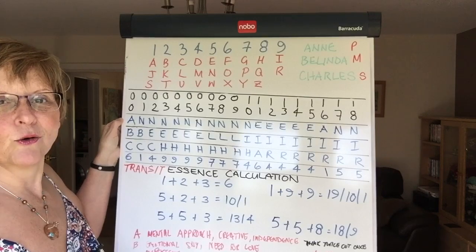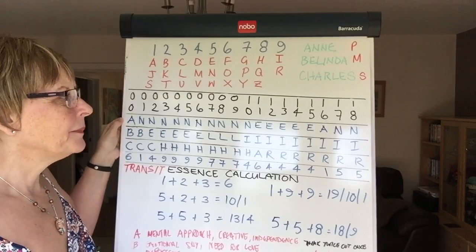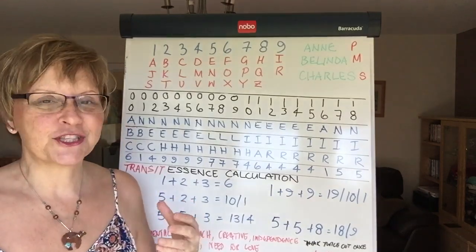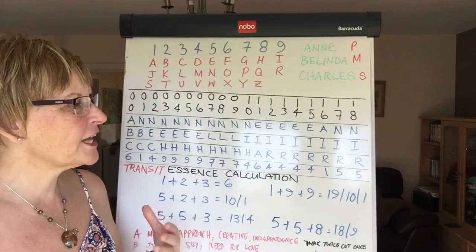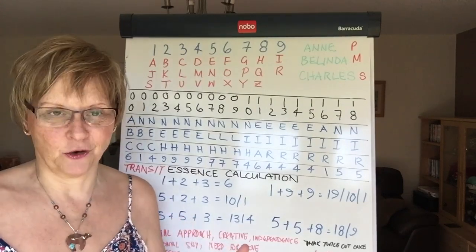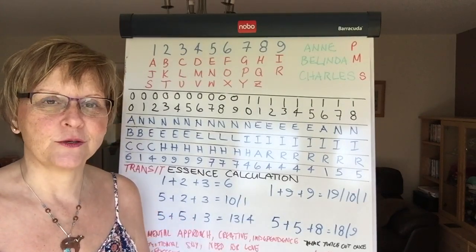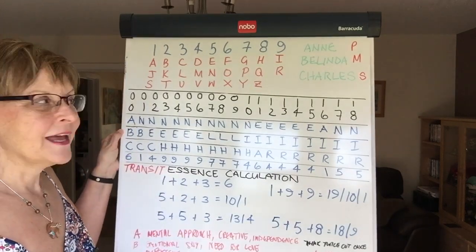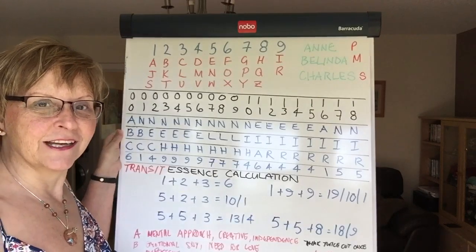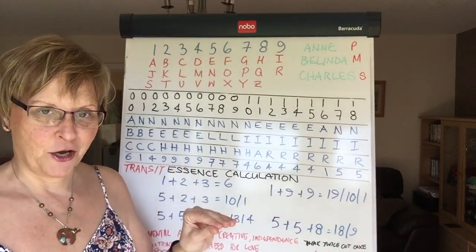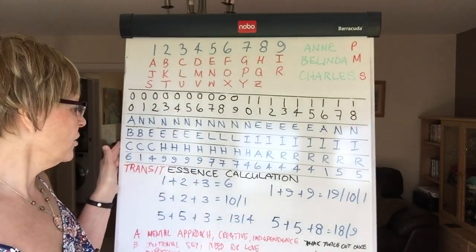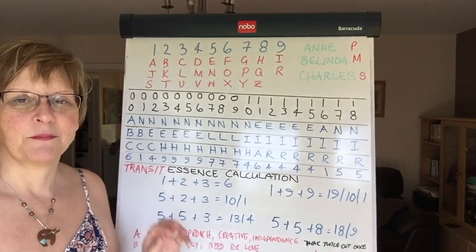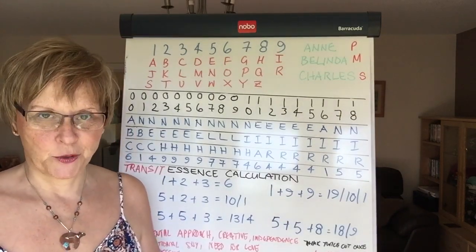This line is all to do with the first name. When we look at the transit numbers, the first name is the physical energy that we're using at that point in time. The middle name is the mental energy that we're using at that time. And the third line, which is the surname, the last name, is the spiritual energy.